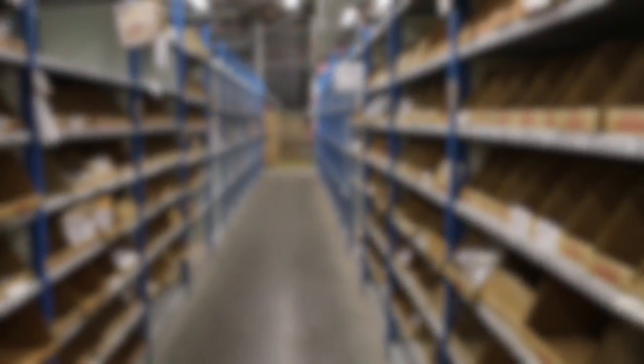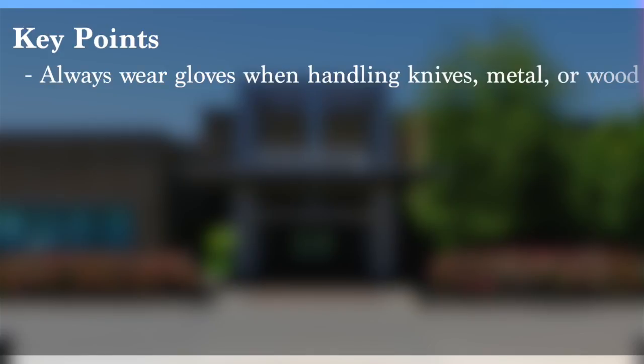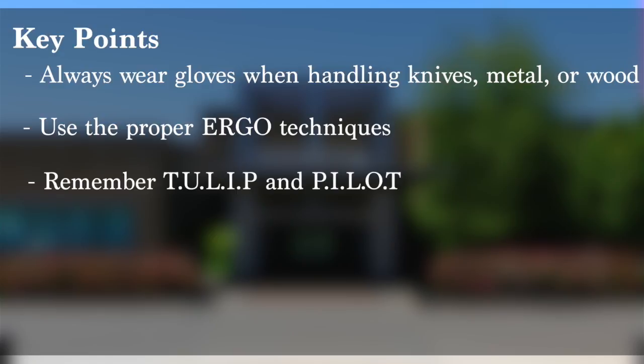In home position K, there are many roles one can have. Make sure to know all of these rules prior to starting the job. Hazmat is very particular, therefore you must follow all of these procedures in order to complete the job efficiently. Remember to follow these safety tips for this home position. Always wear your gloves when handling knives, metal, and wood. Use the proper ergo techniques. Remember the acronym TULIP as well as PILOT for hazmat packaging.